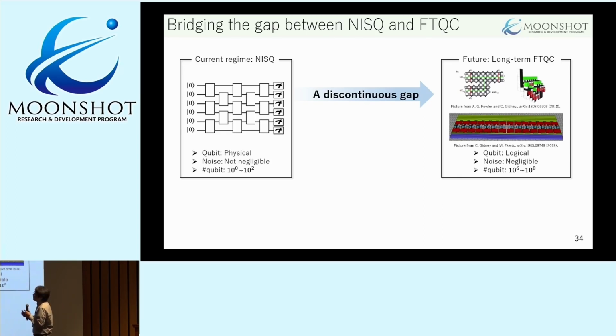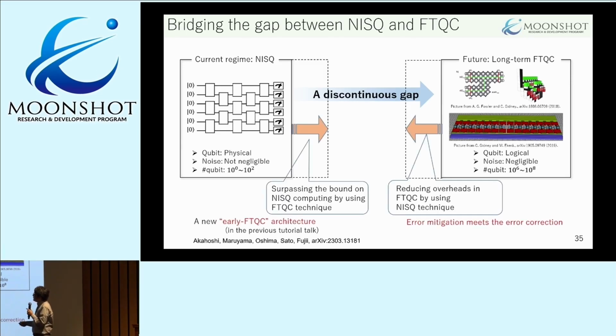Now, this project is, of course, dedicated to FTQC, but some of the participants are also proficient in NISC technology. So as a result, there are a couple of results that bridge the gap between NISC and FTQC. One is the idea of surpassing this bound in NISC computing by using FTQC technique. In the previous tutorial talk, Fuji-san already talked about this new early FTQC architecture. And the other one is to use a NISC technique called error mitigation to reduce the overheads in FTQC. So let me elaborate on it a little bit more.